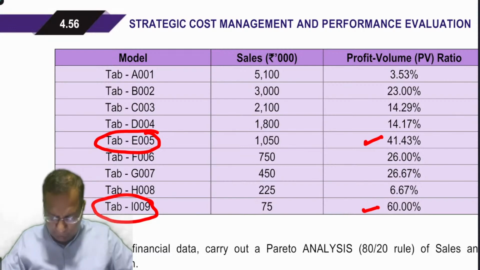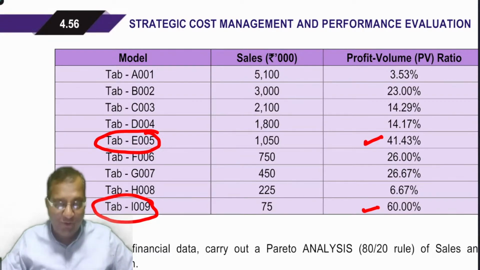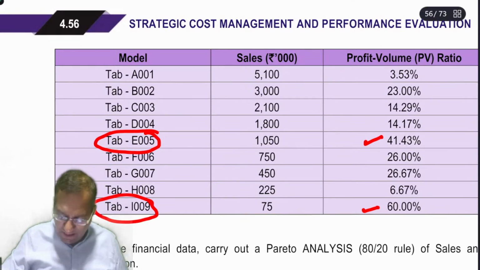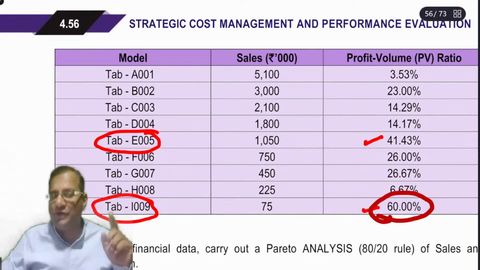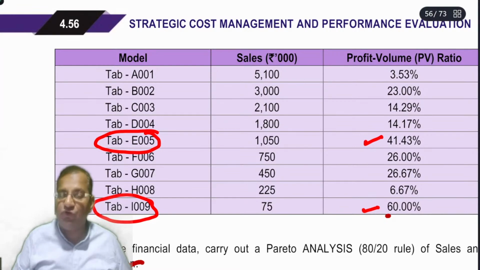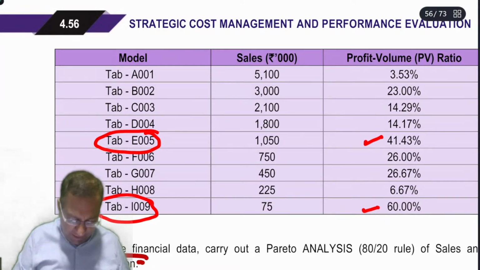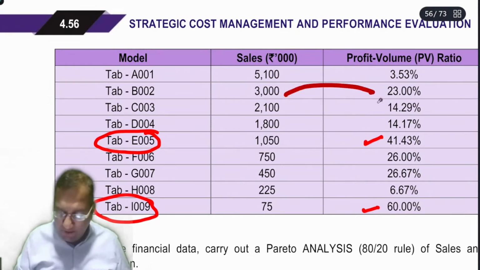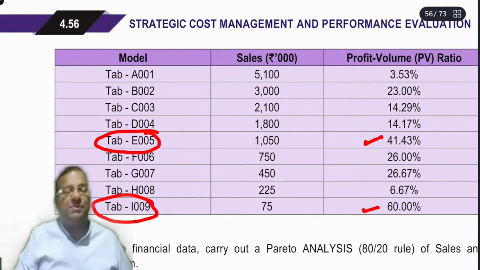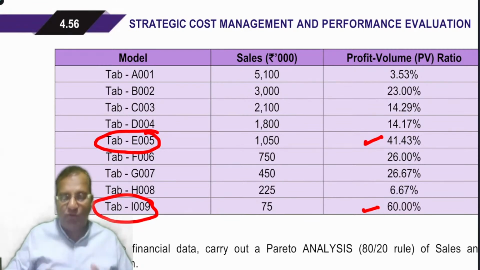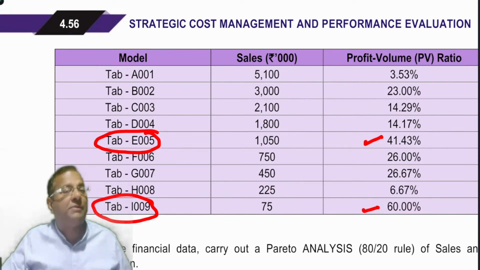Any doubt? This is not the correct way, because if you are thinking that product 9 has the highest PV ratio, so it will appear in the top position, that will be a wrong interpretation. We are not supposed to carry out Pareto analysis for PV ratio. We are supposed to carry out Pareto analysis for contribution. So first of all, we have to calculate the contribution in rupees by multiplying the sales by the PV ratio. And then we can decide which products appear on top based on contribution in rupees.